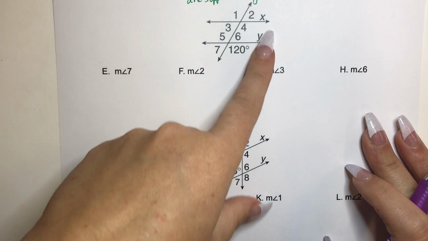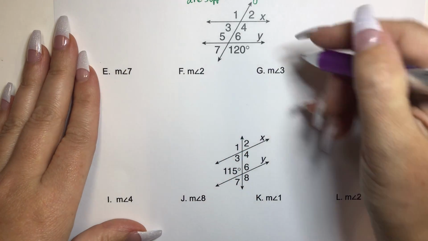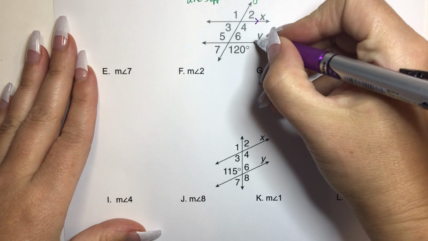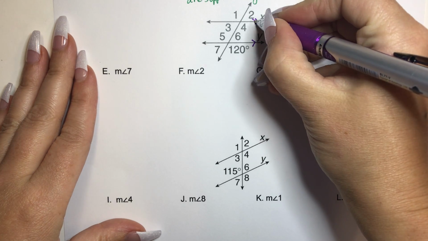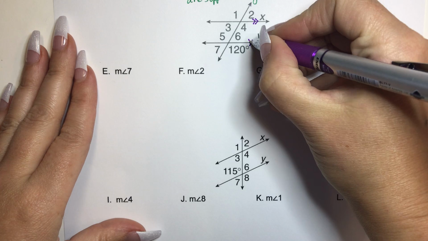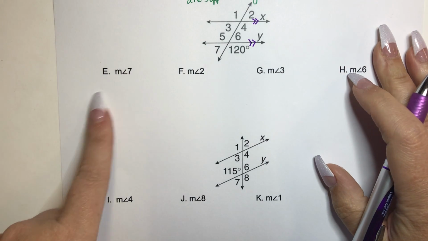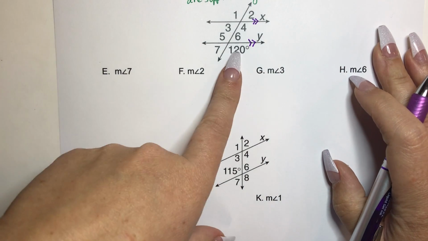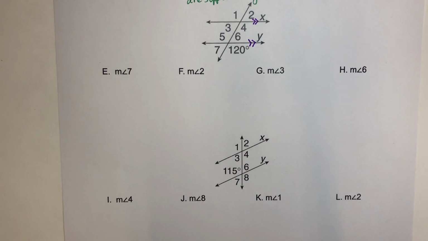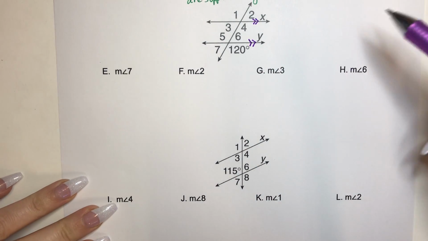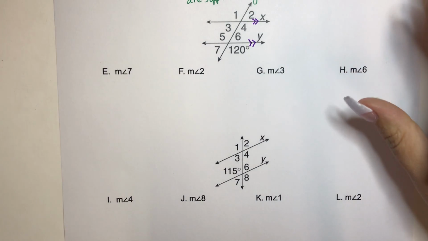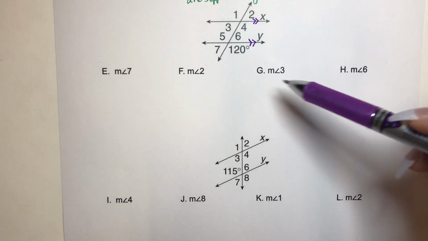So X and Y, they are parallel, right? So I'm going to put my little parallel mark in there. Maybe I'll use 2 this time. Okay. Now we need to find the measure. The only thing we know is 120. All right. So we need to find, how about you try this one? Okay, I want you to try E, F, G, and H.